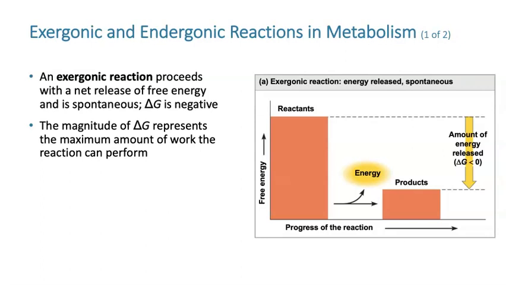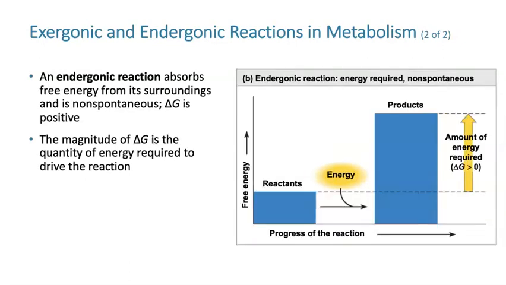Now, exergonic reactions proceed with a net release of free energy. It's spontaneous. Delta G is negative. The magnitude, that means the difference between the products and the reactants, the energy found there, we say that's the magnitude of the delta G. That represents the most amount of work you can get out of the system to perform any specific kind of work.